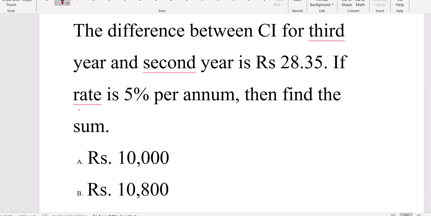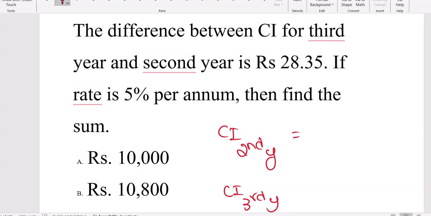Generally, compound interest for the second year is different from compound interest for 2 years. Try to understand that first. Compound interest for 3 years means first year plus second year plus third year. Compound interest for the third year means only that particular year. If I'm asking for the overall amount up to the third year, that's different. Here it is compound interest for the second year and compound interest for the third year.